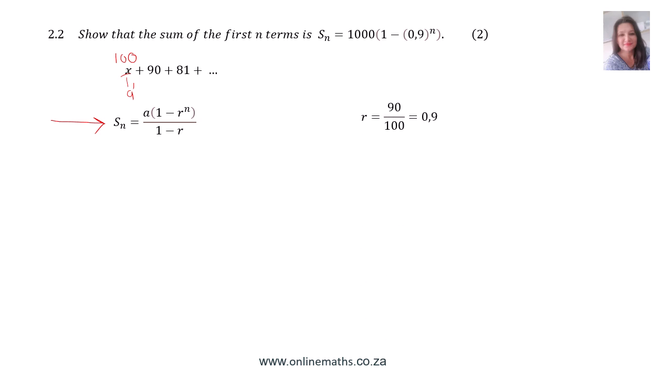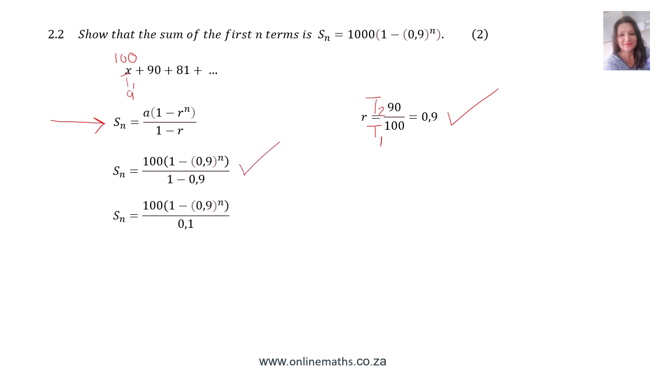And then we also need to find a value for r. And remember, r is term 2 divided by term 1, which is the 90 over the 100 that you calculated, which is 0,9. And then working out r, this is your first mark. And then when you substitute all the values, that is where you get your second mark, and then you just calculate Sn for them.